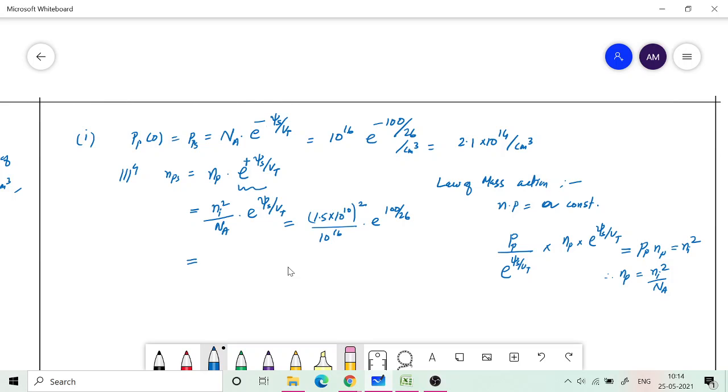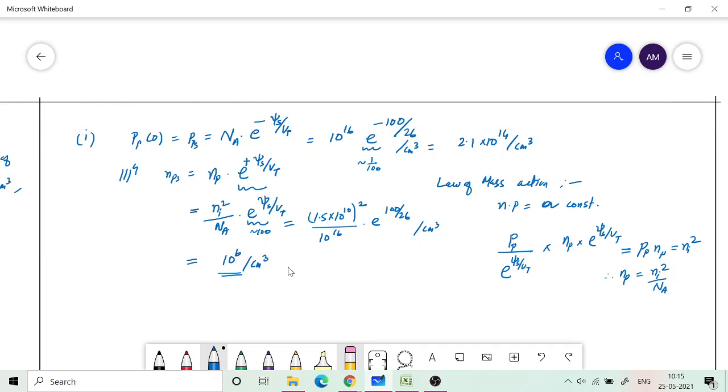So this will come around as 10 raised to 6. Let me put the unit also, per centimeter cube. 10 raised to 6 per centimeter cube. It is going to be very less because ni square by na is going to be of the order of 10 raised to 4, and this factor is of the order of 100. So 10 raised to 4 will go to 10 raised to 6. Similarly here, 10 raised to 16 is going to 10 raised to 14, because this factor is of the order of 1 by 100. Here it is of the order of 100.